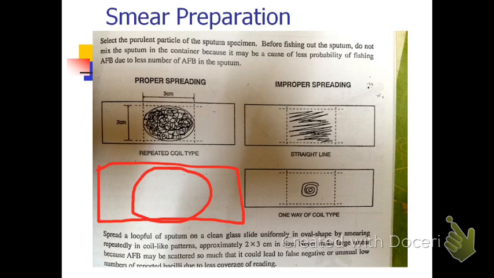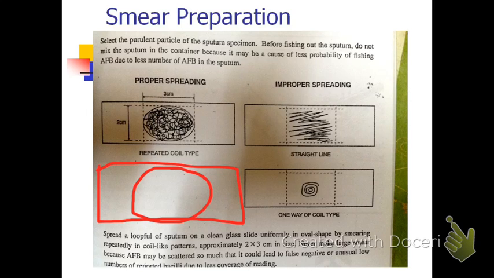And then after that, you fish out the sputum. You select the purulent particle of the sputum specimen. Do not mix the sputum in the container because it may cause loss of probability of fishing out AFB, due to the lower number of AFB in the sputum.